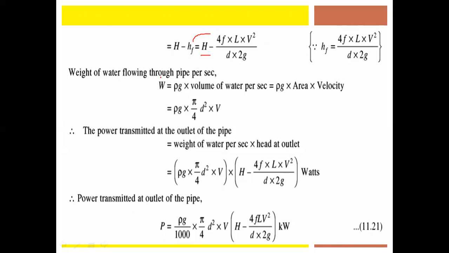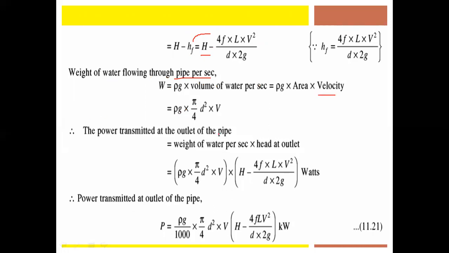Therefore, the weight of water flowing through the pipe per second, you can call it weight, is equal to rho into G into the volume of water per second. That is rho into G into area into velocity. Therefore, rho into G into pi by 4 d square into velocity.